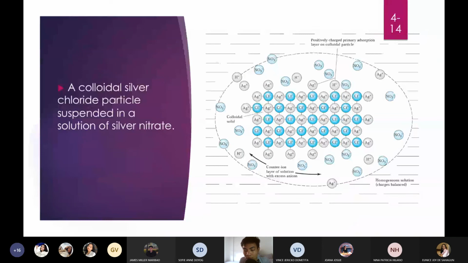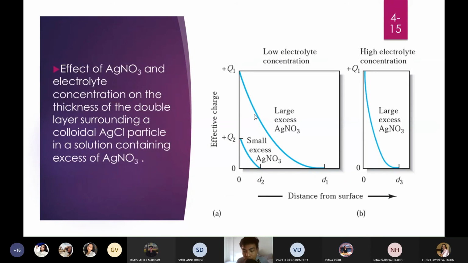Ito yung itsura ng process na 'yan. Okay? So basically kapag naglagay ka ng other ions such as acid, magka-clump together lang yung colloidal particles. Magsasama-sama lang sila. So pwede mo na sila i-scoop, no? Instead na i-filter mo sila. Okay? So ganun lang.